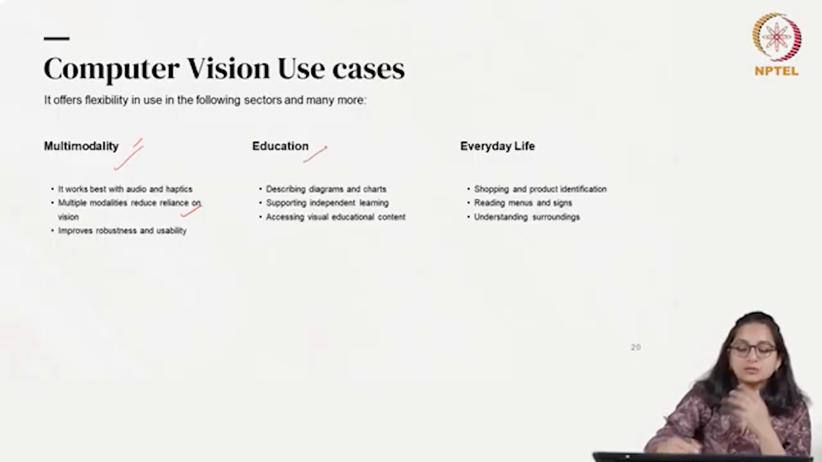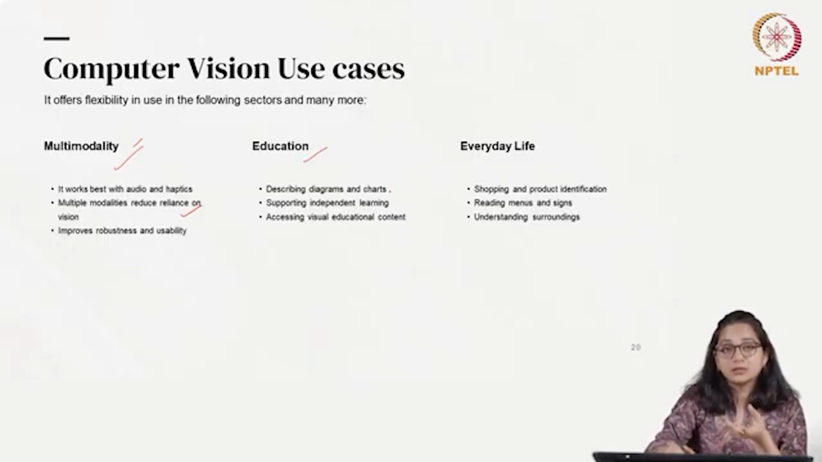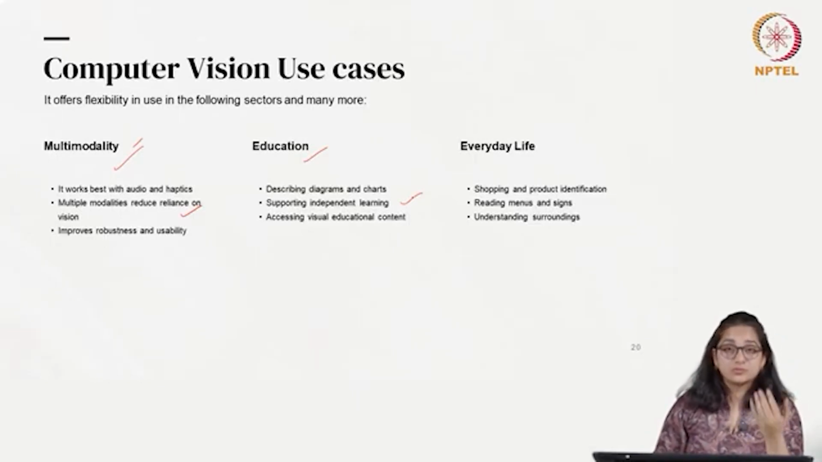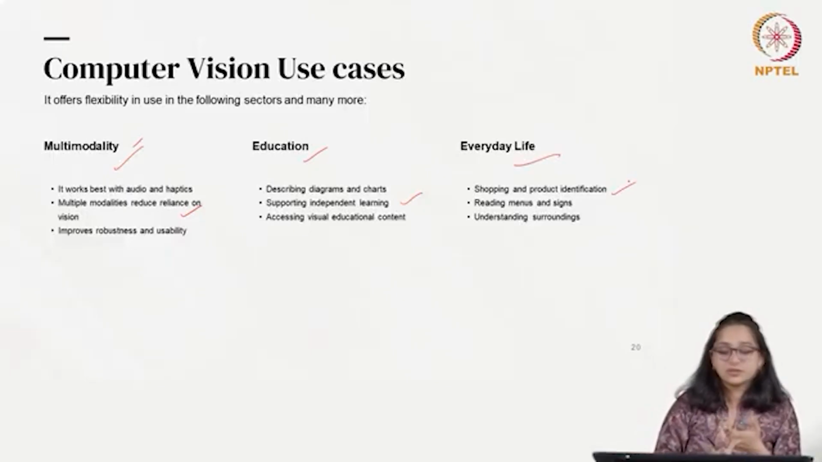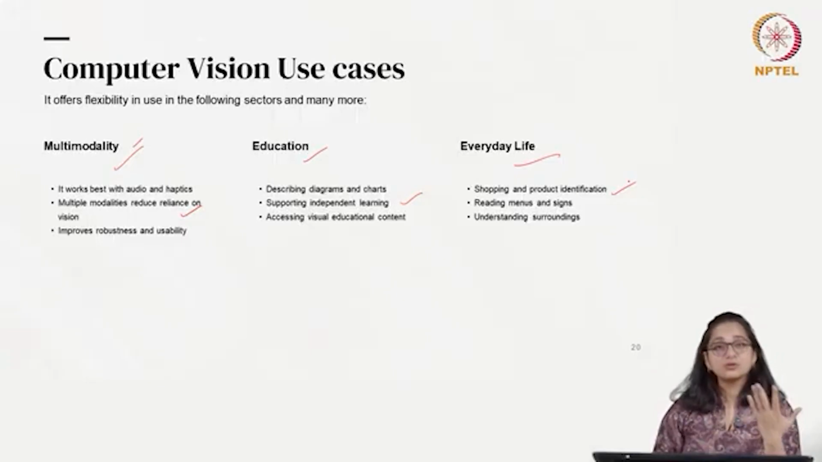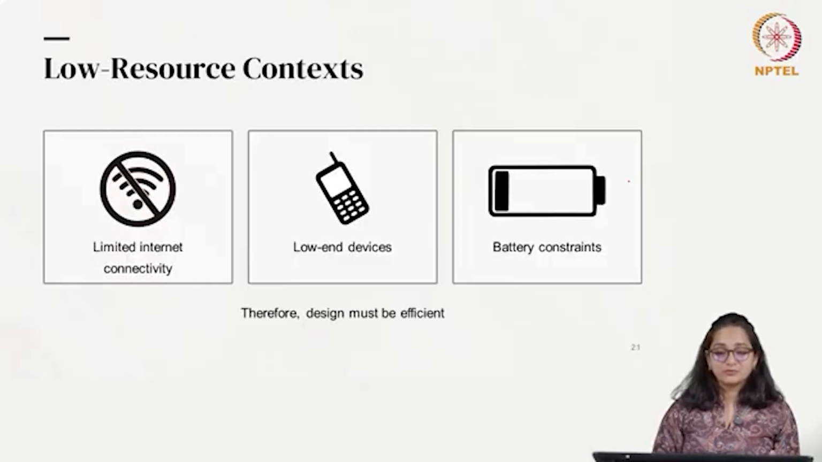In education, it can be useful in describing diagrams, charts, supporting independent learning, and all of these accessing visual educational content in real time. In everyday life, it can help you in shopping, in product identification, in obstacle detection, in reading menus, signs, signboards, understanding your surrounding, navigation. There are a lot of use cases which computer vision can be really helpful on.